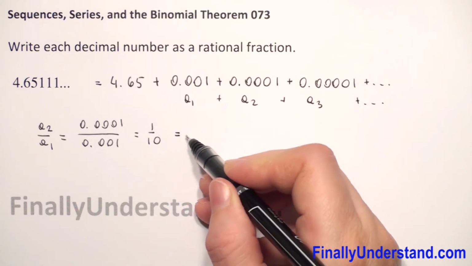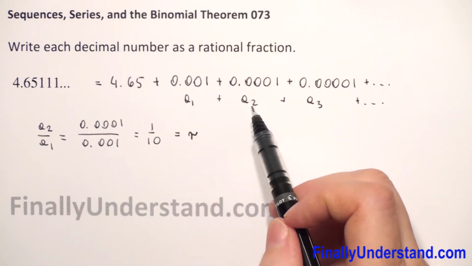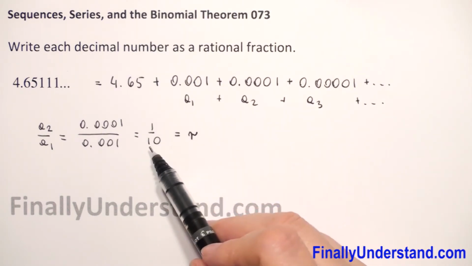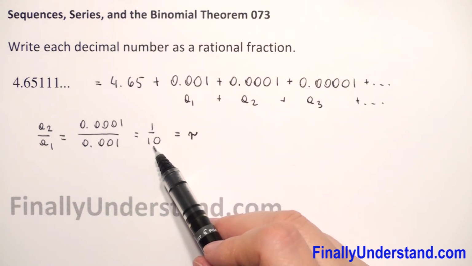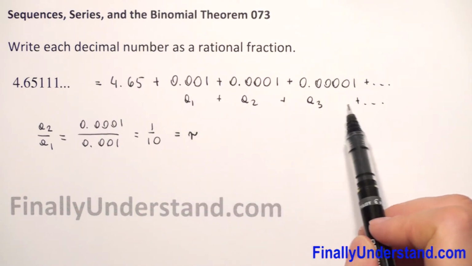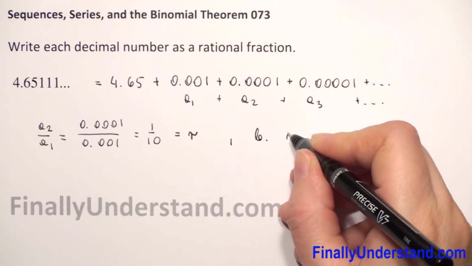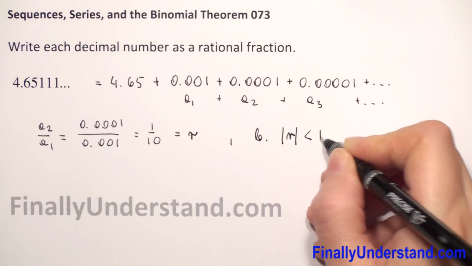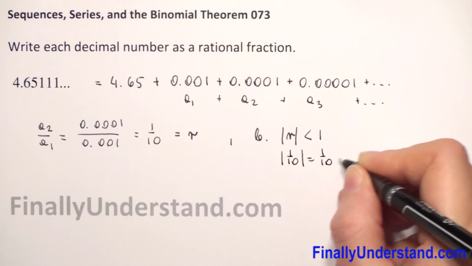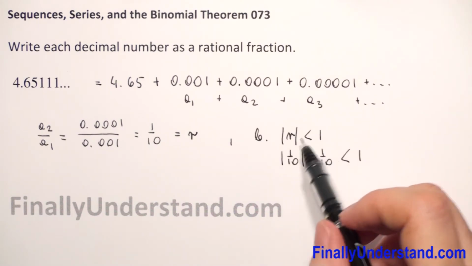If you take the third and the second term, again the ratio will be 1/10. So if the ratio is constant, for sure we have a geometric progression. And because this common ratio is 1/10, which is less than 1, we can calculate the sum of our infinite geometric progression. So let me write, because the absolute value of R is less than 1, because we have here the absolute value of 1/10 is equal to 1/10, and this is less than 1.